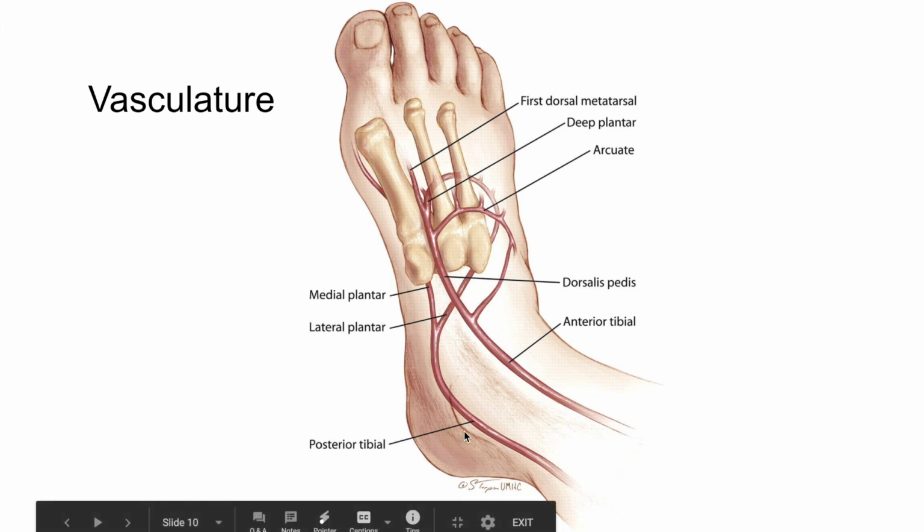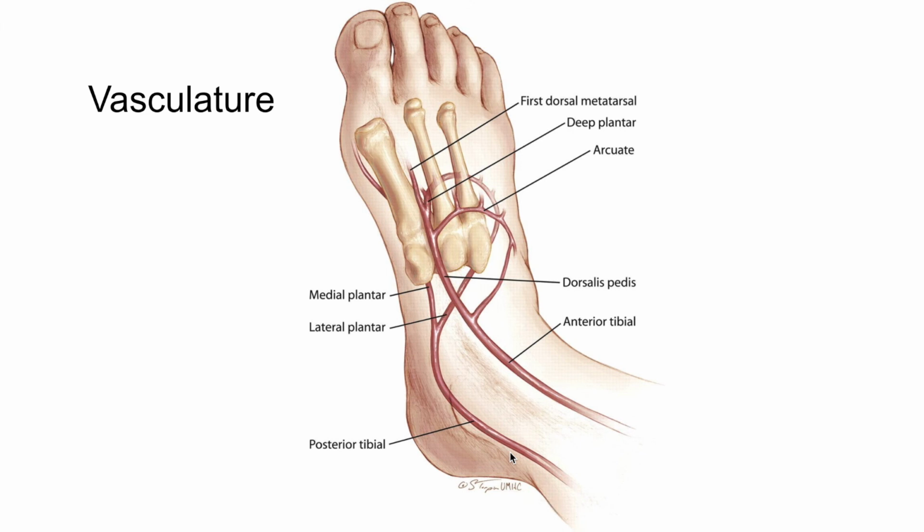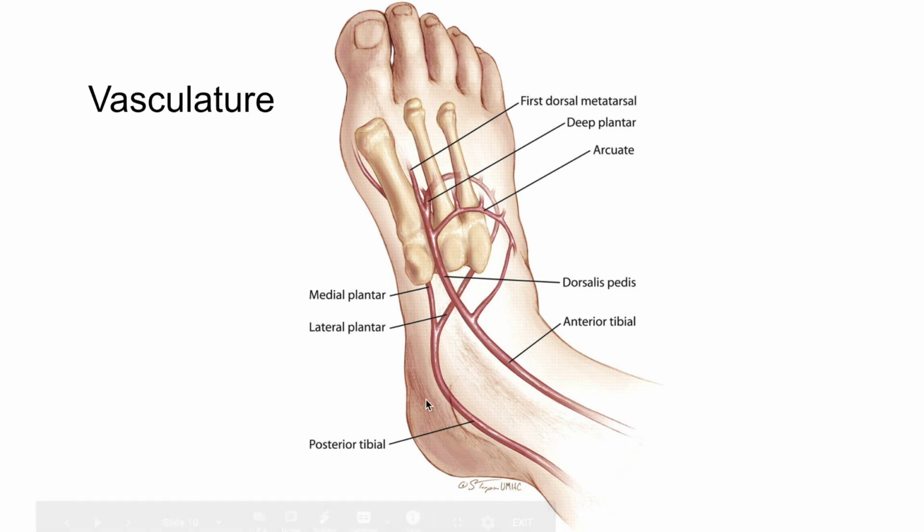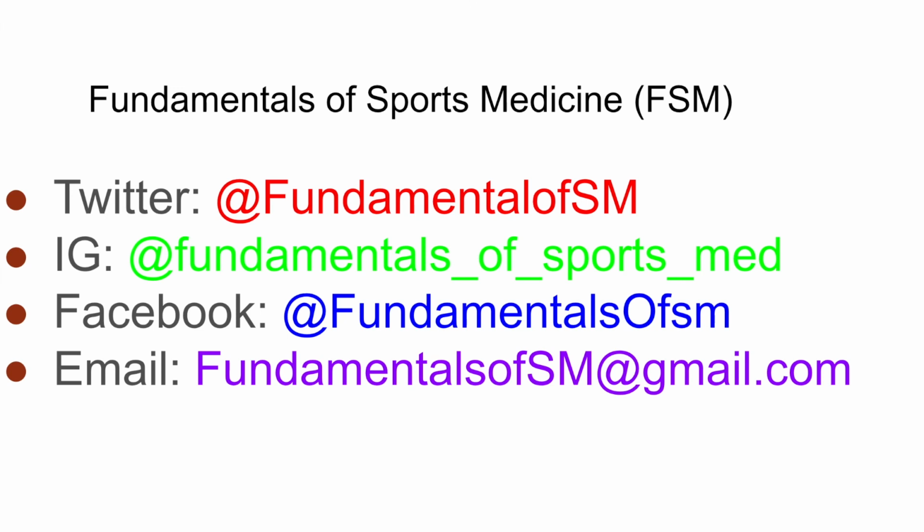Posteriorly, we palpate the posterior tibial artery as it courses posterior to the medial malleolus. While this image does not well show it, the posterior tibial artery in fact does lie posterior to the malleolus and can be palpated there. Now, that concludes our discussion of the anatomy of the ankle and some foot.